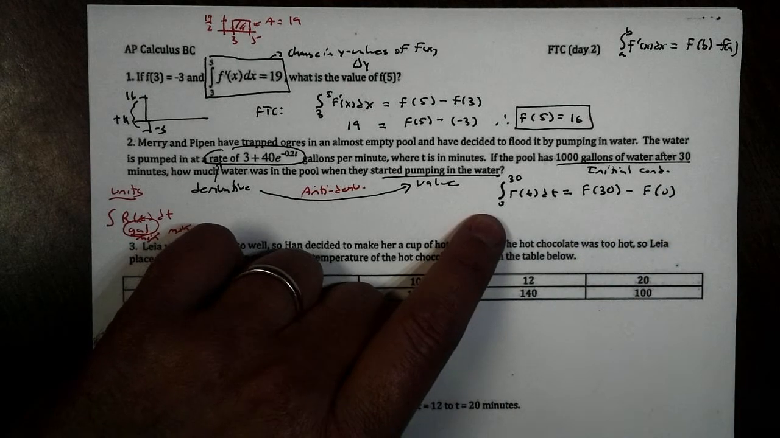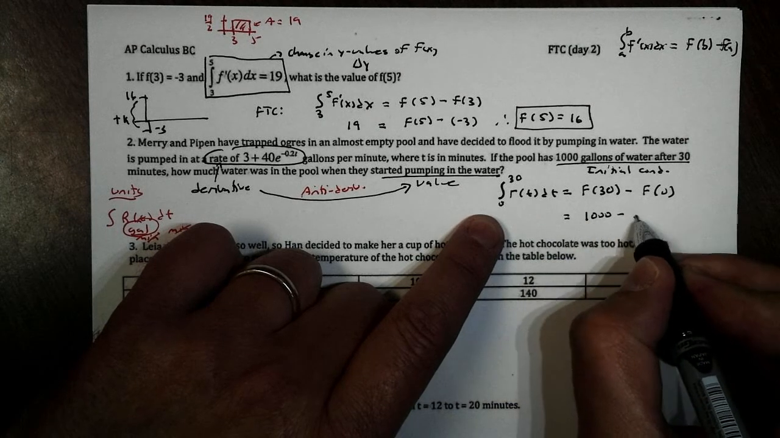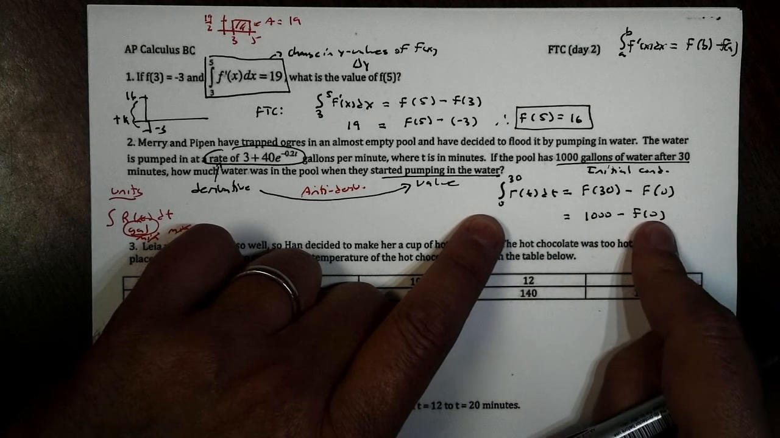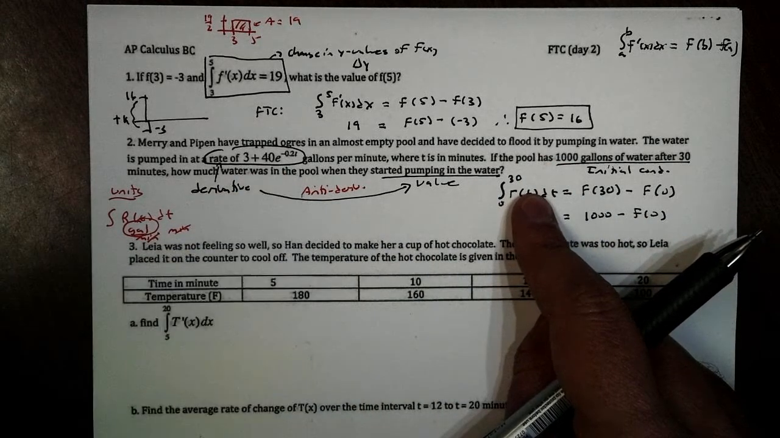And I know all of this. Well, unfortunately, I know the 30 is pretty easy. That's 1,000 minus f of 0. That's what I want to find. But I don't know this. And honestly, I don't know how to integrate that yet.